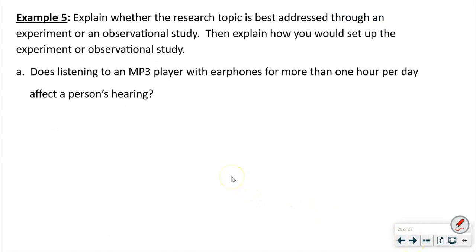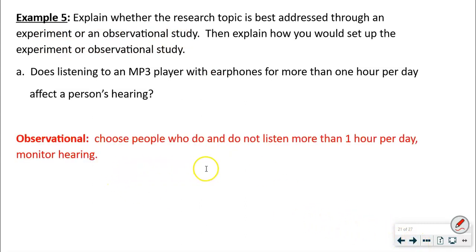All right, so example 5 says, explain whether the research topic is best addressed through an experiment or observational study, then explain how you'd set it up. The first one says, does listening to an MP3 player, we could say an iPhone or however you listen to music, with earphones for more than an hour per day affect a person's hearing? So think this through. Should we make this an experiment or an observational study? I would say observational. Choose people who do and do not listen to more than 1 hour per day and monitor their hearing. Why would we not make it an experiment?